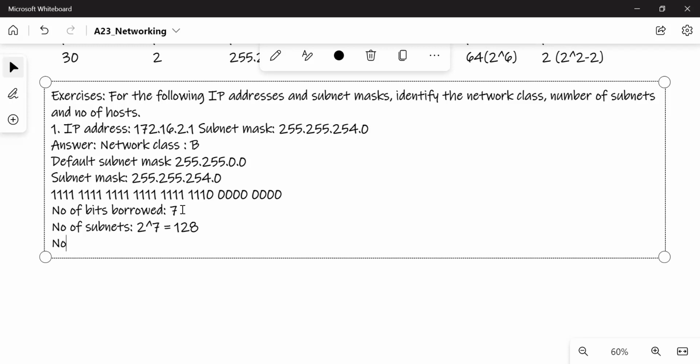Now, the next one is the number of computers on each, so the number of hosts per subnet. To see how many hosts per subnet, we look at the remaining bits for the host bits. It's 2 to the power 9. So we can have 2 to the power 9 minus 2, so that becomes 510. Good, your answer is correct.